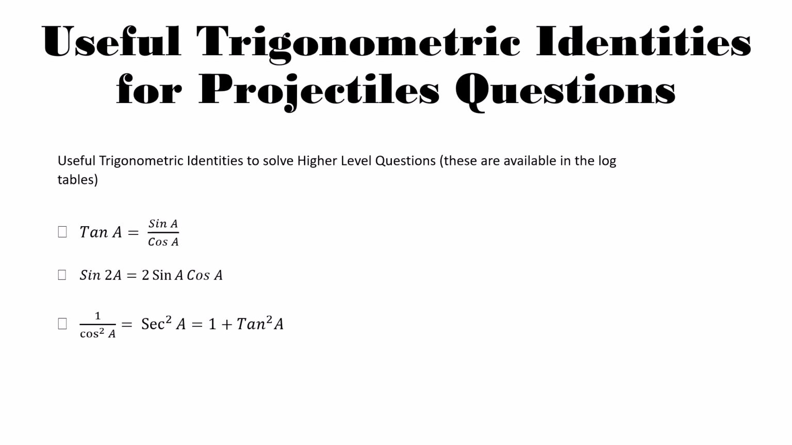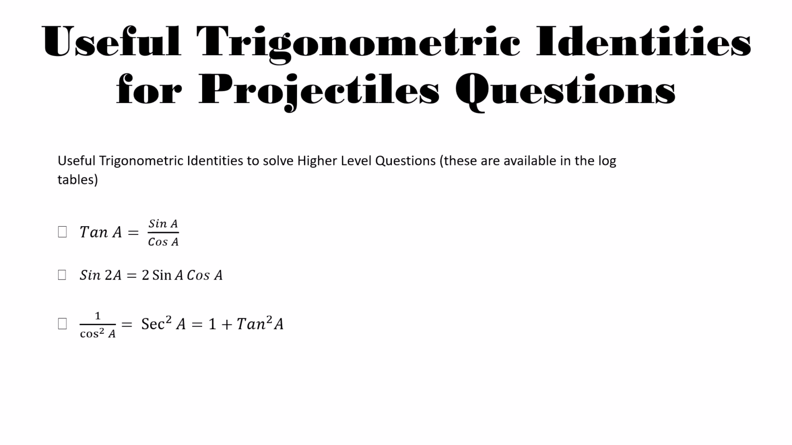So when we're looking at higher level questions, the main difference is going to be the use of trigonometry and algebra. So here are some really useful trigonometric identities that we need as we work through our projectiles questions. The first one is one that you're probably familiar with from both maths and applied maths, and that's the tan of the angle is equal to sine over cos.